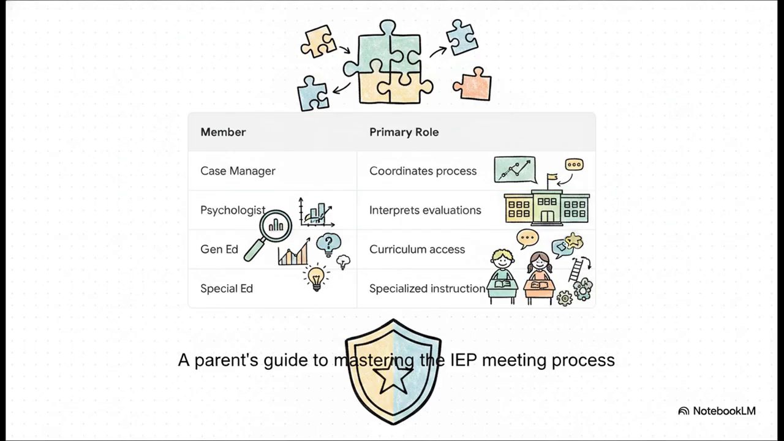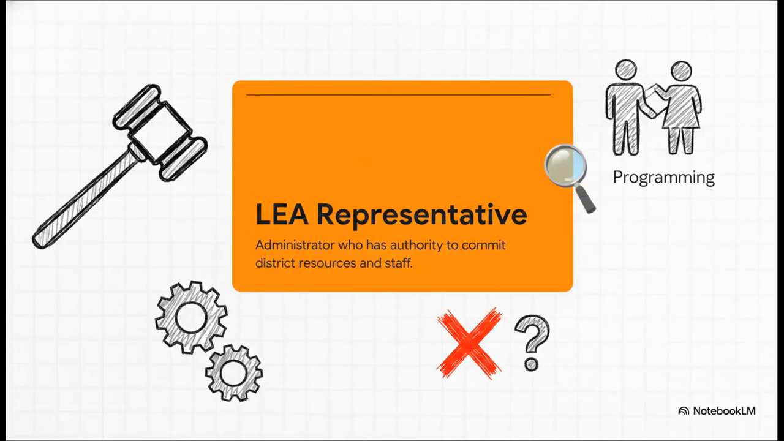The school psychologist interprets the evaluations so they actually make practical sense. They shouldn't just be rattling off numbers. The general ed teacher talks about curriculum access and how your child does alongside peers without disabilities. And the special ed teacher? They focus on the specialized instruction and the strategies that are going to get results. But I really want to zero in on this one piece of bureaucratic jargon, the LEA representative.